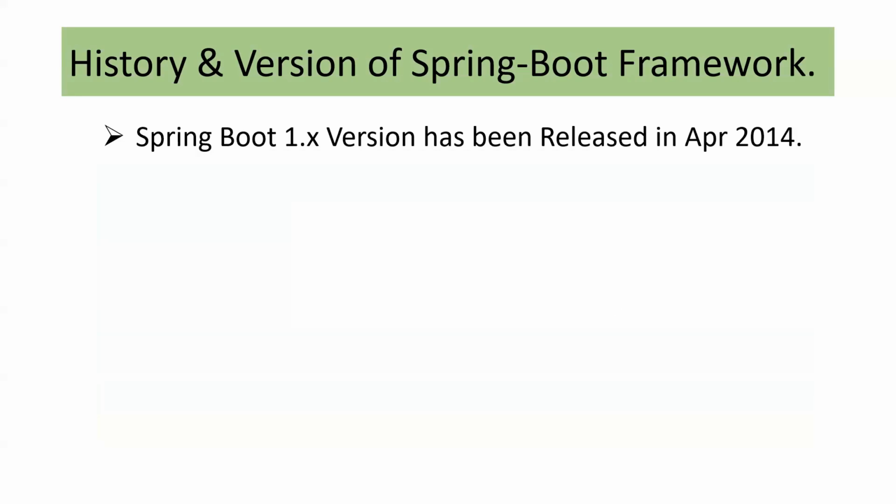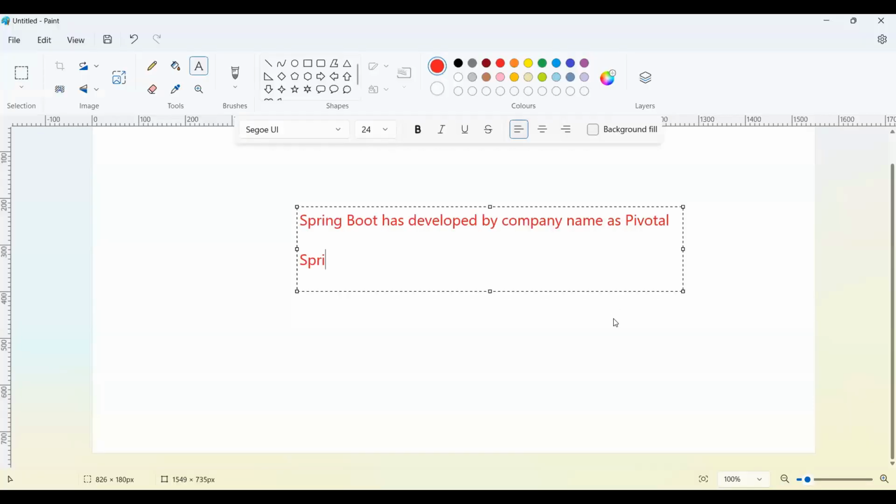And this Spring Boot 1.x was released 10 years after the Spring 1.x release. So what does it mean? Spring 1.x was released in the year 2004. And once Spring Boot 1.x came into the picture, Spring 4.0 was available in the market. Or I can say that Spring Boot 1.x came after the Spring 4.0 release. So internally, Spring Boot 1.x uses all the dependencies or jars which come from Spring 4.0 itself.